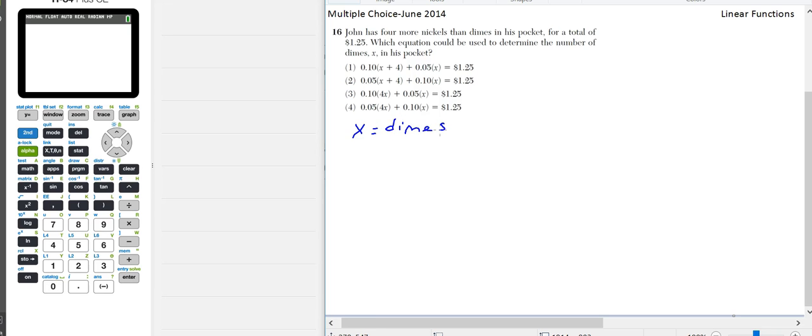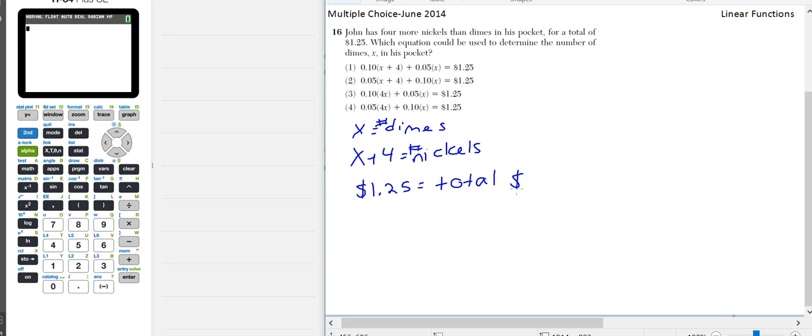And John has 4 more nickels than dimes. So x plus 4 is equal to the number of nickels he has. Number of dimes and number of nickels. And we know that the total dollar amount that he has is $1.25. This is the total money.